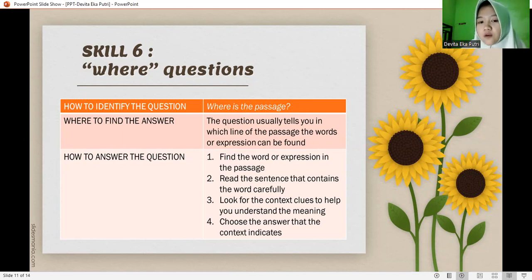How to answer the question? Number 1, find the word or expression in the passage. Number 2, read the sentence that contains the word carefully. Number 3, look for the context clues to help you understand the meaning. Number 4, choose the answer that the context indicates.